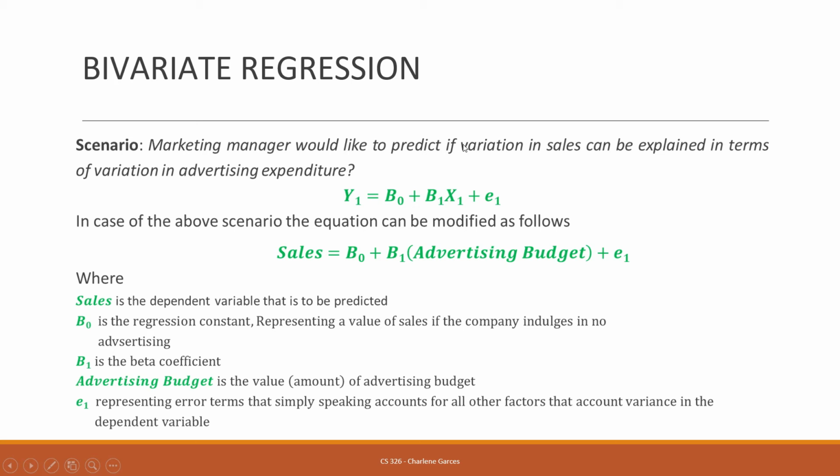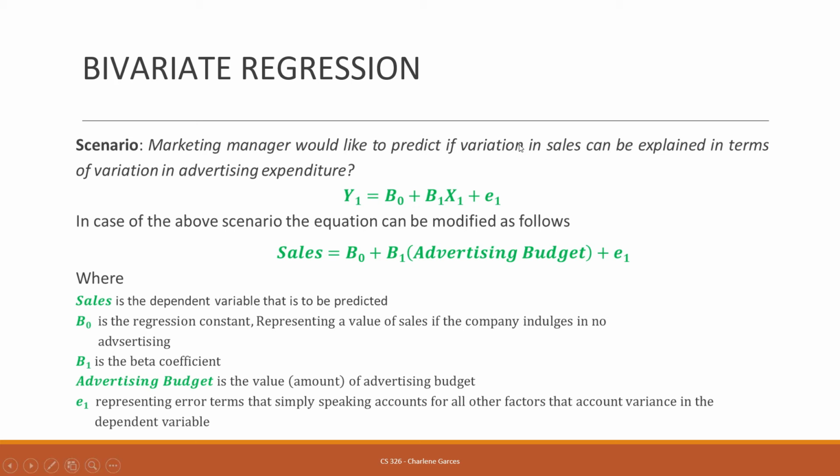Now, the variation in sales will be your dependent variable, and the independent variable will be the advertising expenditure. Because the more money you put on your advertising expenditure will somehow directly affect the variation of sales. So let's say for example, if you put a lot of streamers, a lot of advertising on radio or television, it will eventually affect the sales of your company.